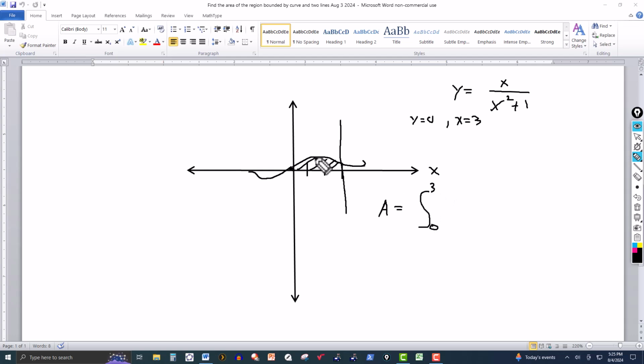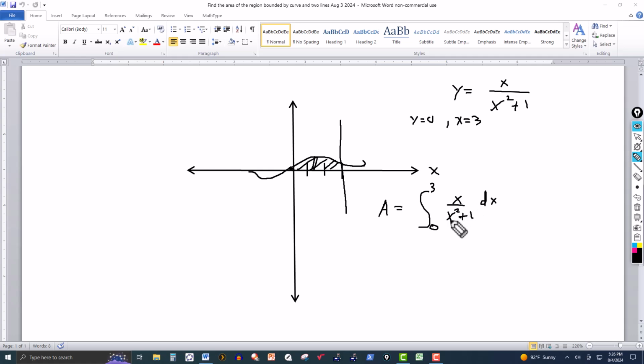If I draw a rectangular strip here, representative of the area, it's the top curve minus the bottom curve. The bottom curve is, of course, y equals 0. So this is just going to be x over x squared plus 1 minus 0, because that's the bottom curve, top minus the bottom. So it's just a matter of integrating this integral right here.